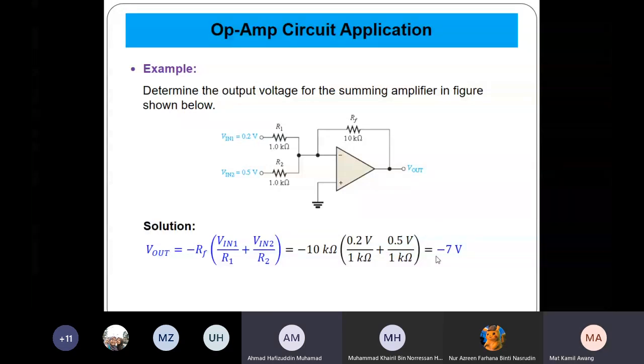Looks simple, right? If you understand, memang it's simple. Any question on this example? Any question? Do you have question? No question? Oh sir.